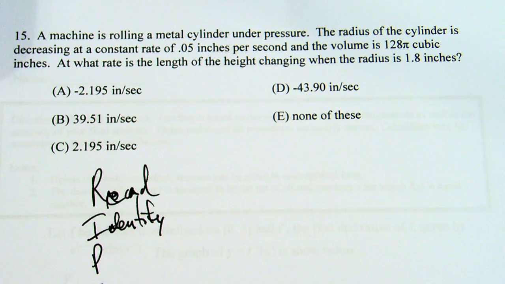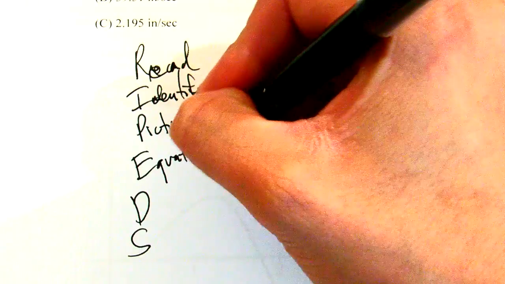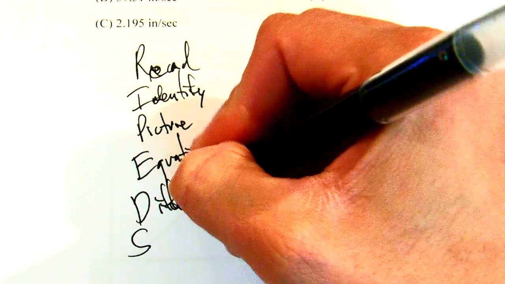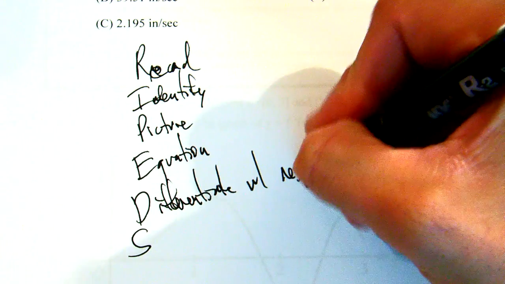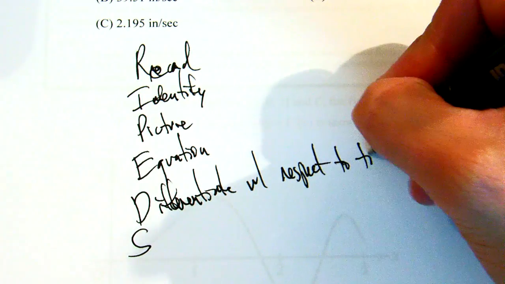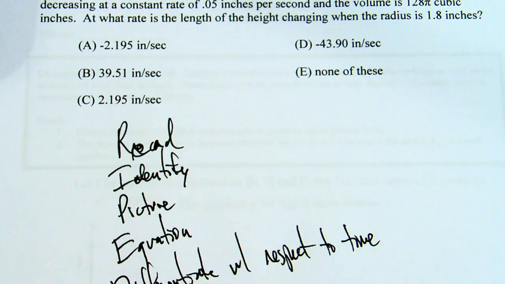So the first thing we're going to do is write our acronym RIPDISC here. We're going to read, identify, draw a picture, get an equation, and then differentiate with respect to time, and then we're going to solve. Okay? So we read it.